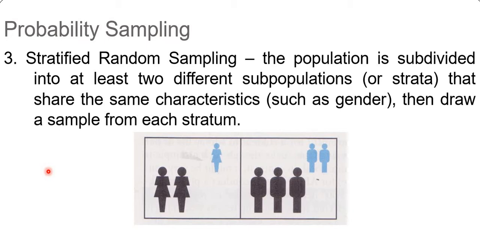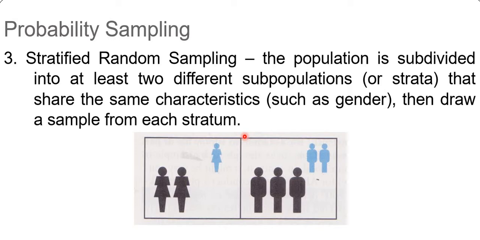This time, let us talk about the other sampling techniques. The third of the probability sampling techniques is stratified random sampling. The population is subdivided into at least two different subpopulations or strata, singular stratum, that share the same characteristics such as gender, then draw a sample from each stratum.